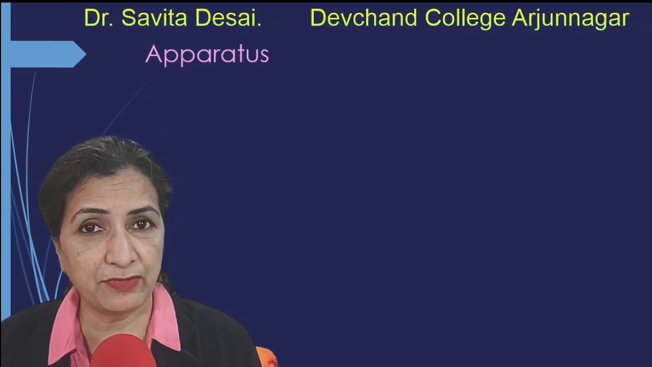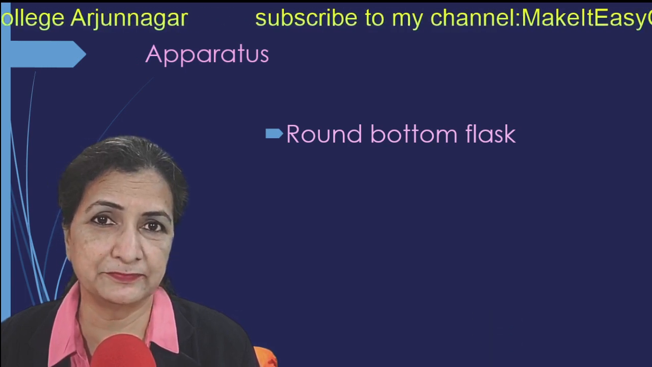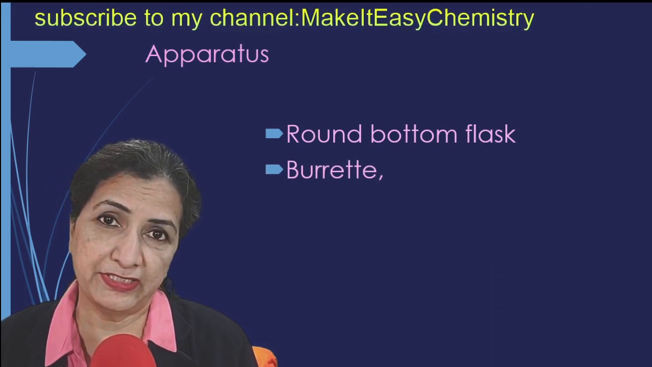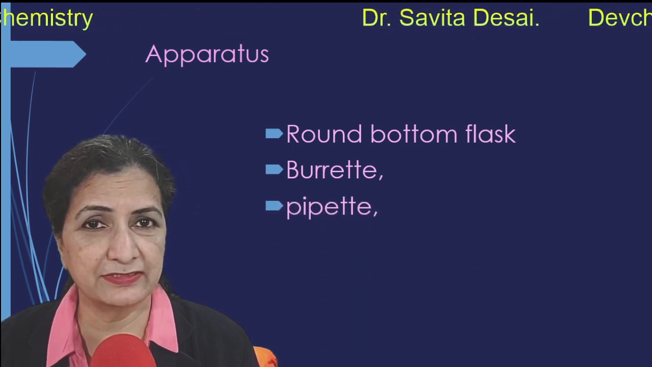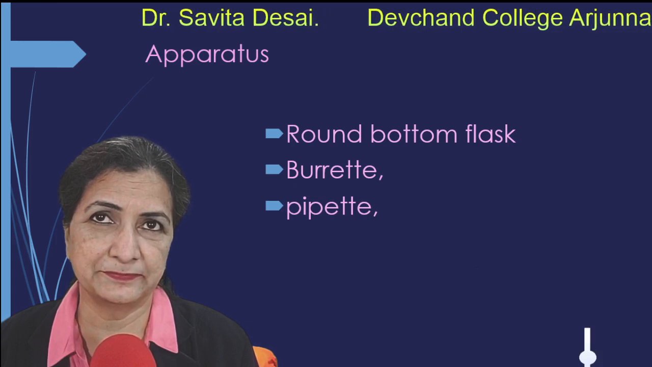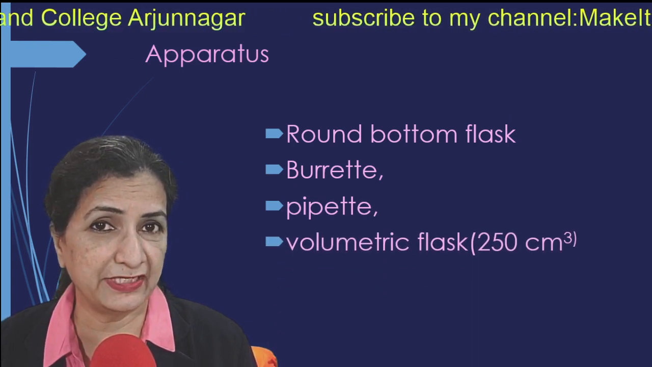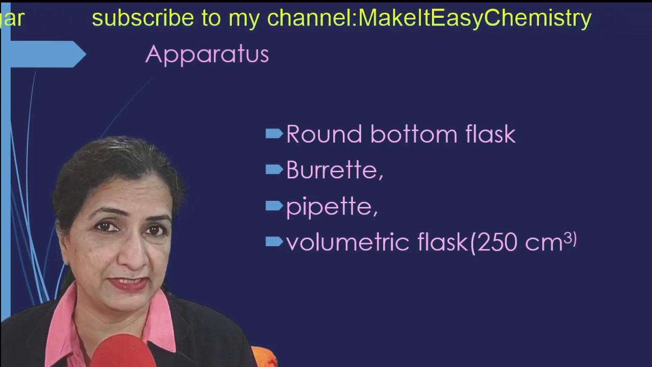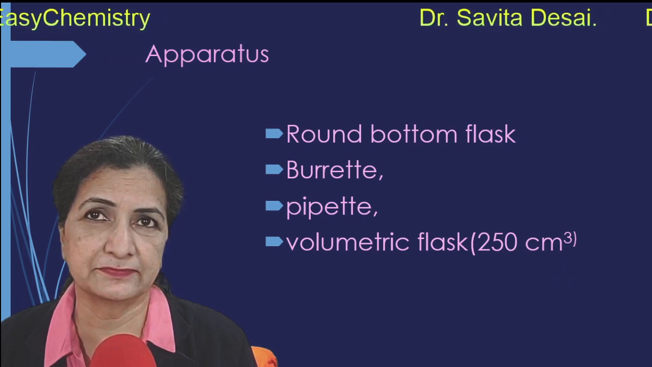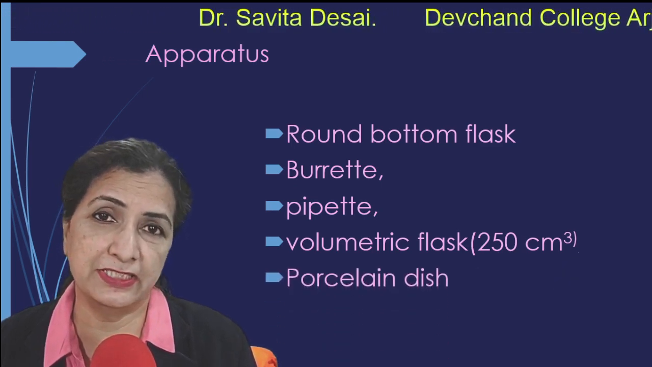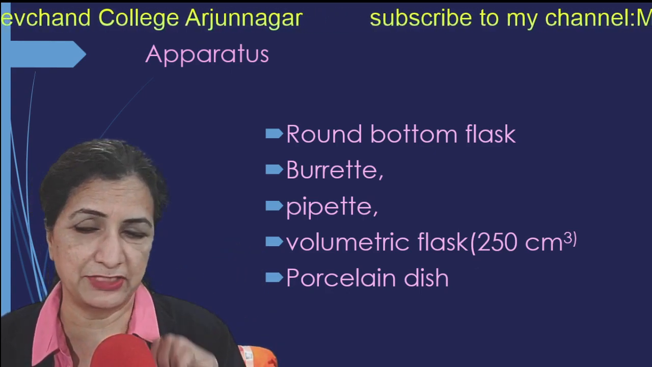The apparatus required for this experiment is a round bottom flask, then a burette, a pipette of 5 ml capacity, a volumetric flask of 250 cc capacity, and a porcelain dish. So this is the apparatus required for this estimation.